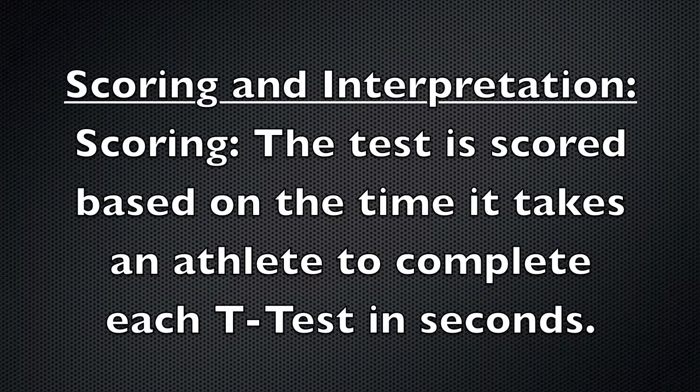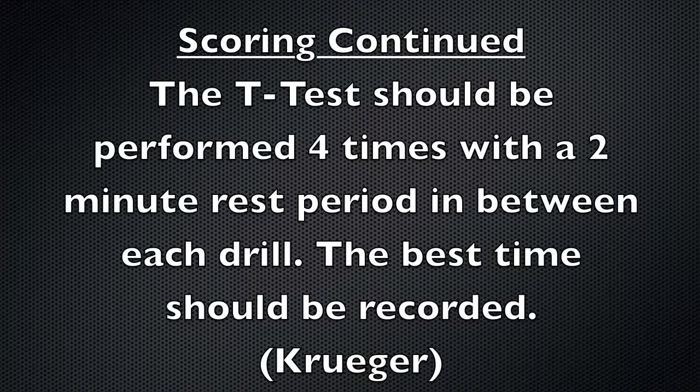Scoring and interpretation. Scoring. The test is scored based on the time it takes an athlete to complete each t-test in seconds. According to Chris Kruger from the TSC, the t-test should be performed 4 times with 2-minute rest periods in between each drill. The best time should then be recorded.